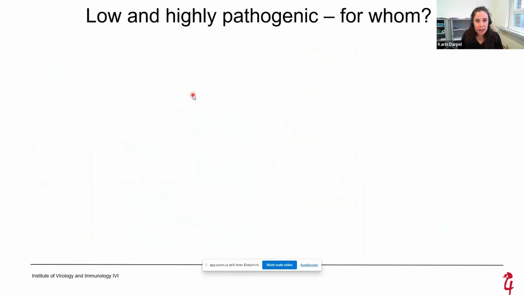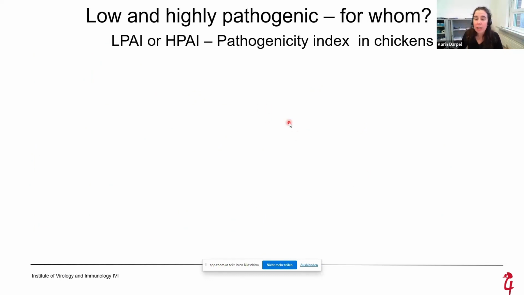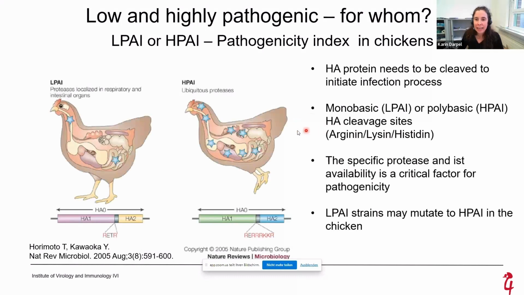And then we also classify them as low and highly pathogenic. But for whom does this actually apply? Well, the original classification comes from a pathogenicity index in chickens. So this is really defined for chickens. And again, there is an intriguing molecular process behind this low and highly pathogenic avian influenza difference.